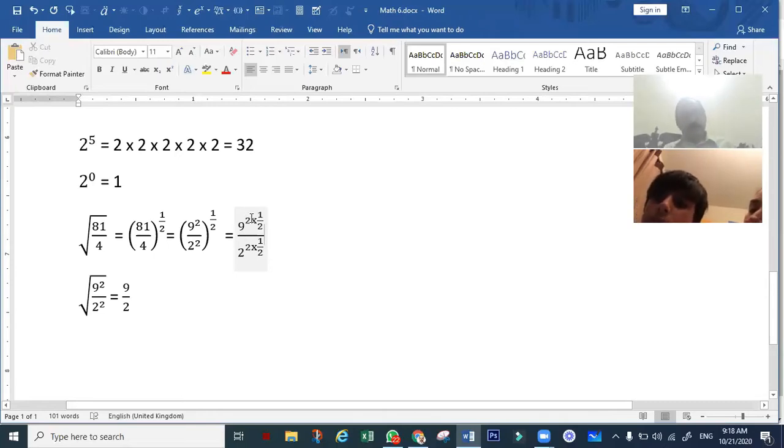No problem. Whenever we multiply the numerators, all the numerators. 2 multiplied by 1 is 2/2. Or directly we can cancel this 2 with this 2. What is left behind? 1. So it is 9 power 1. Need not to be written. 1 is not required to be written over there.